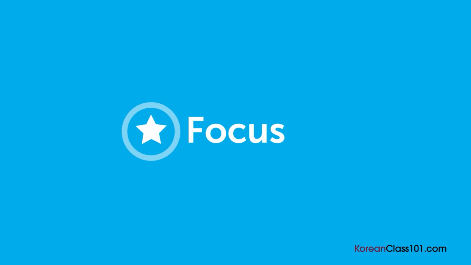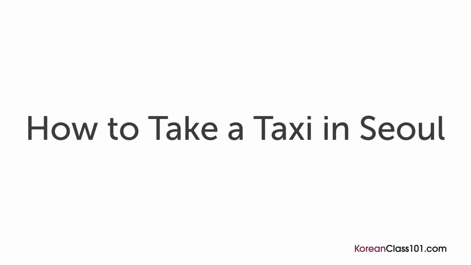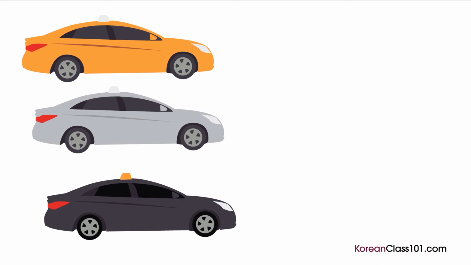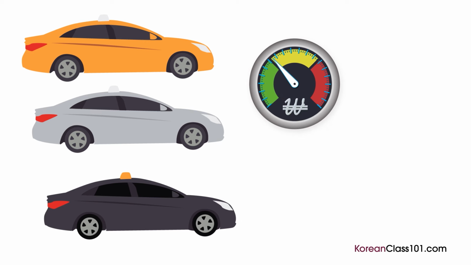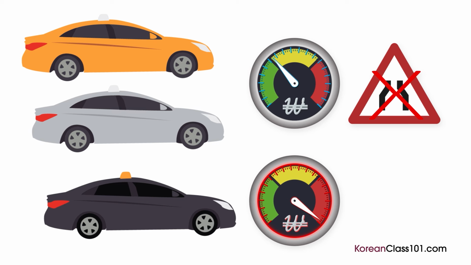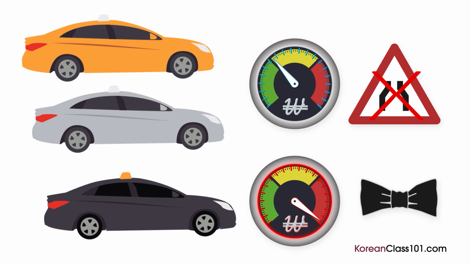Now the lesson focus. Here's how to take a taxi in Korea. There are three types of taxis in Korea. Orange taxis are owned by a taxi company, silver taxis are privately owned by the driver, and black taxis are considered luxury vehicles. The fare in orange and silver taxis is reasonably priced, but drivers are hesitant to drive into small alleys or roads. The fare in black taxis is 1.5 times more expensive than the regular fare because the drivers are good-mannered and will drive anywhere. They will provide English-speaking drivers or access to interpretation services.